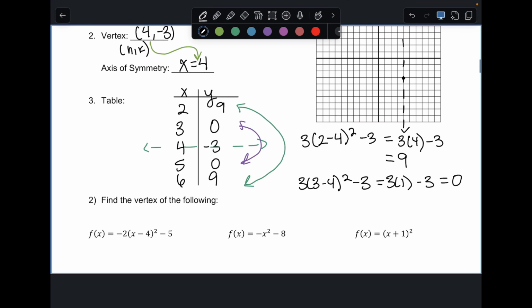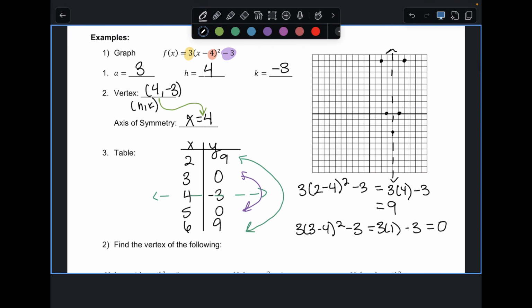Graph them. Here's 3, 0. Here's 5, 0. I'm essentially done. I just have to connect them now with a parabola. The narrower your graphs get, the harder it is to make that U shape, so just try your best to make it look like a curve. I don't want any straight lines.